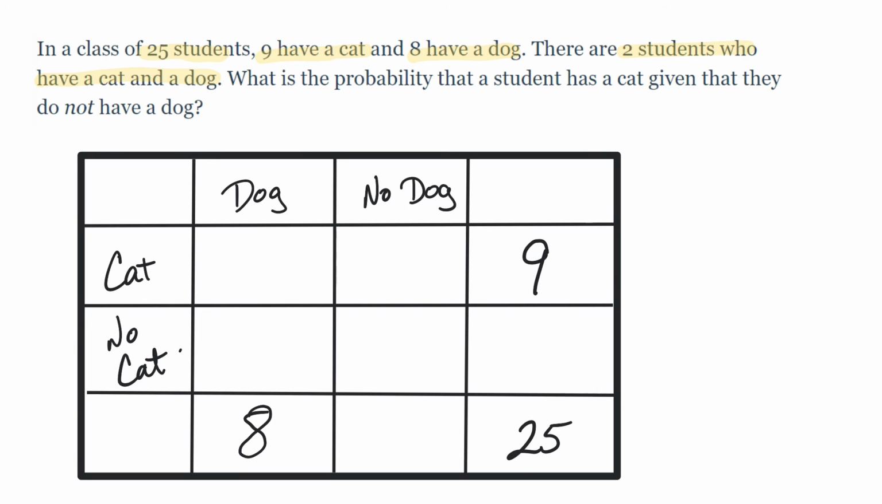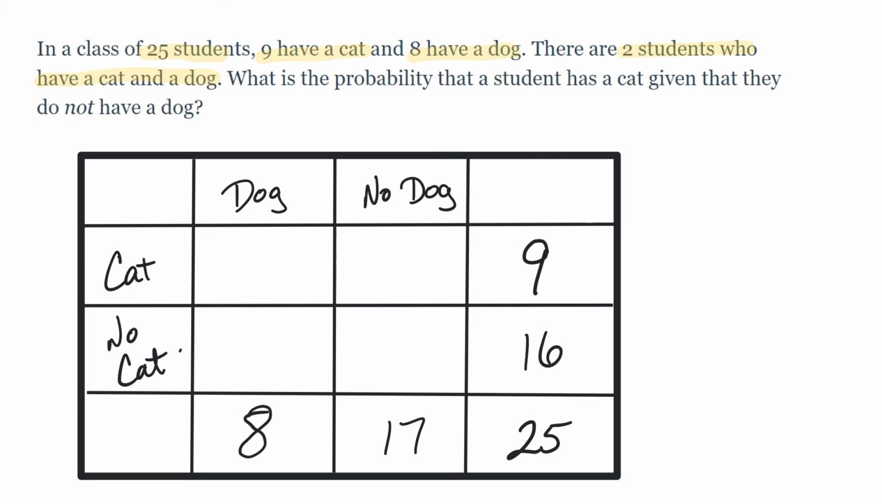And you're more than welcome to fill these in. Well, if 8 have dogs, that means that 17 have no dogs. And over here, we could say if 9 have cats, that means 16 do not have cats. Because these have to add up to our totals here. So we can set it up this way. It really does not matter. It's completely up to you.